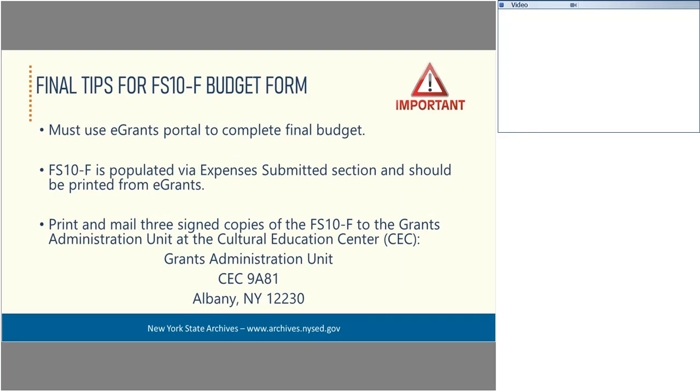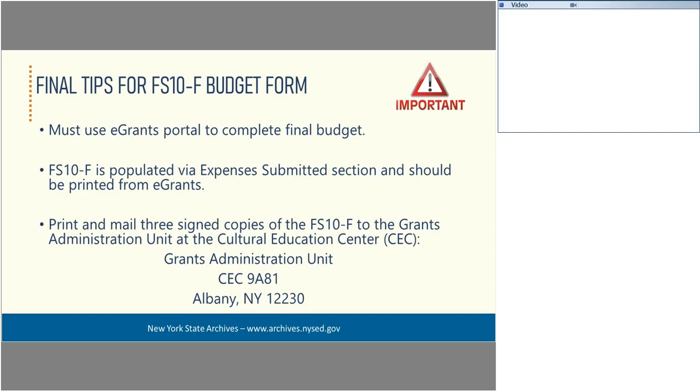This means that review of your local government's final report will go into pending status until the data is entered and new forms are submitted. It could also lead to a delay in receiving your final payment. eGrants is the official record of all LGRMIF grants, so all data pertaining to your award needs to be accurately recorded there. Along those same lines, the FS10F form should be printed from eGrants once the expenses submitted section is completed and the data is saved.